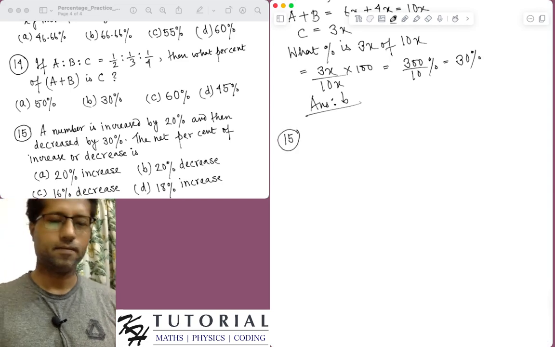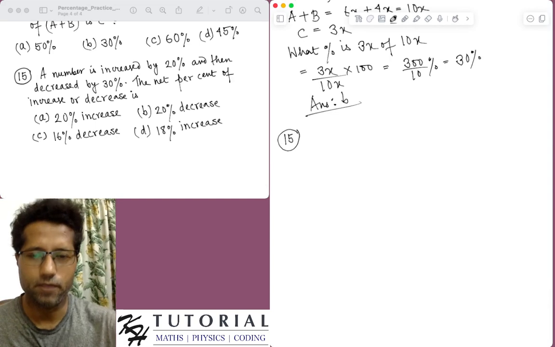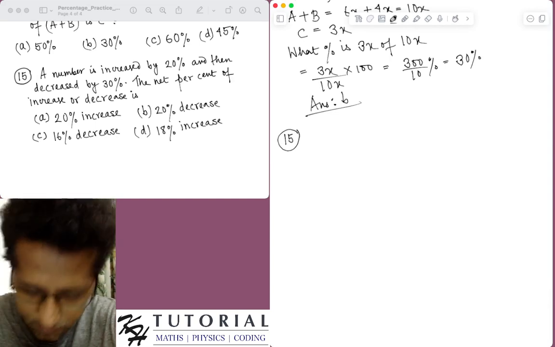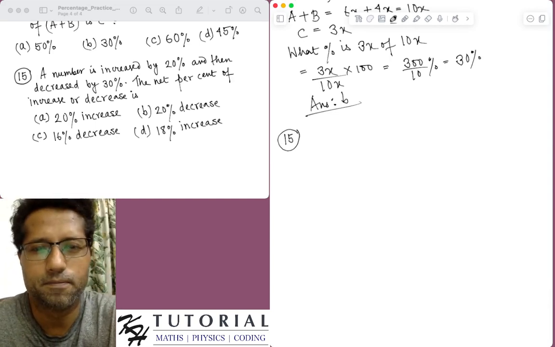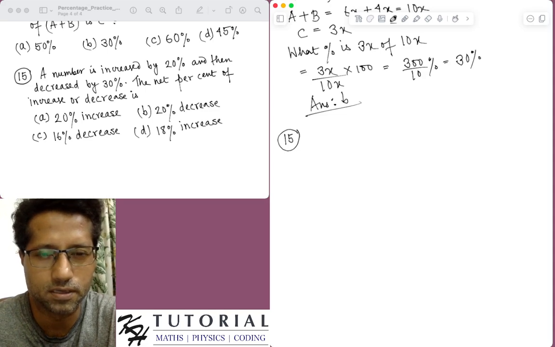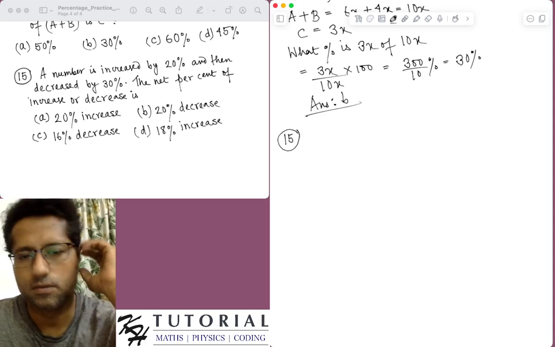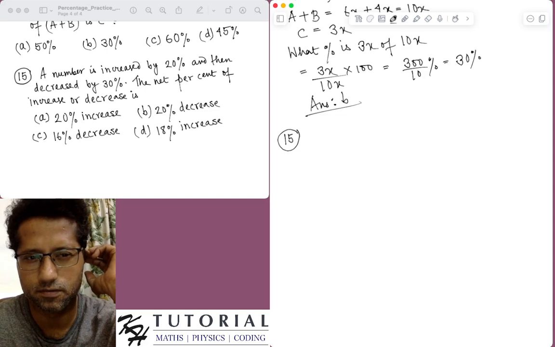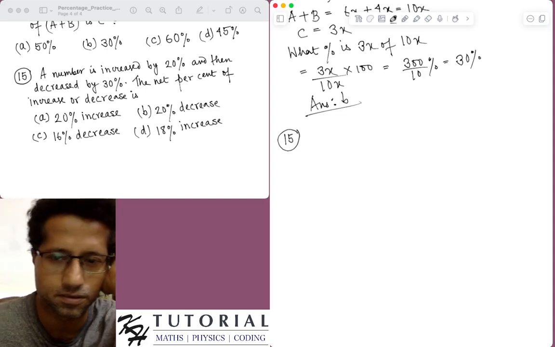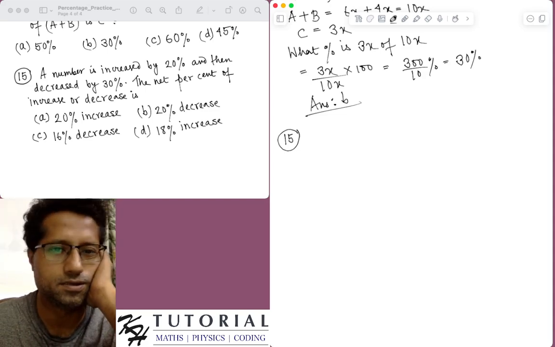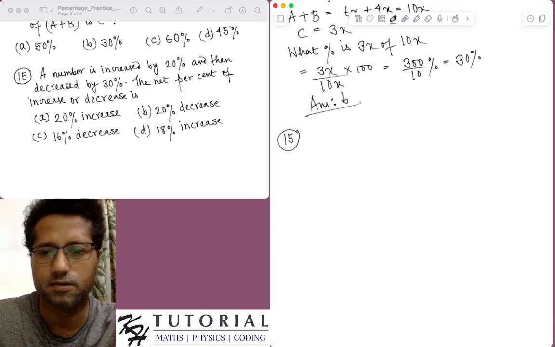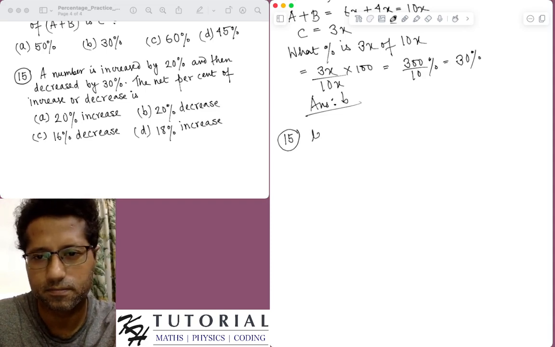15, it says that a number is increased by 20% and then decreased by 30%. The net percent of increase or decrease is, the choices are 20% increase, 20% decrease, 16% decrease and 18% increase. Okay, a number is increased by 20% and then decreased by 30%. Okay, let the number be x.